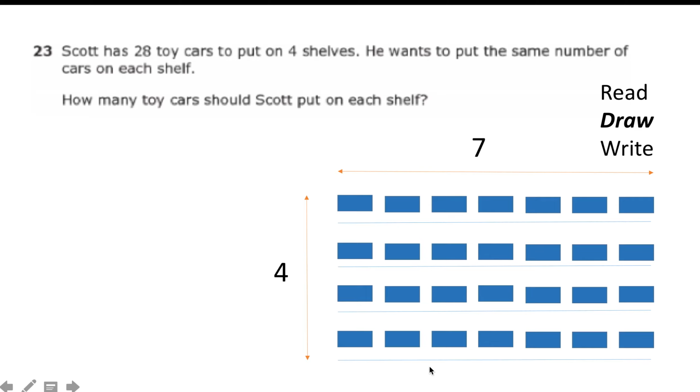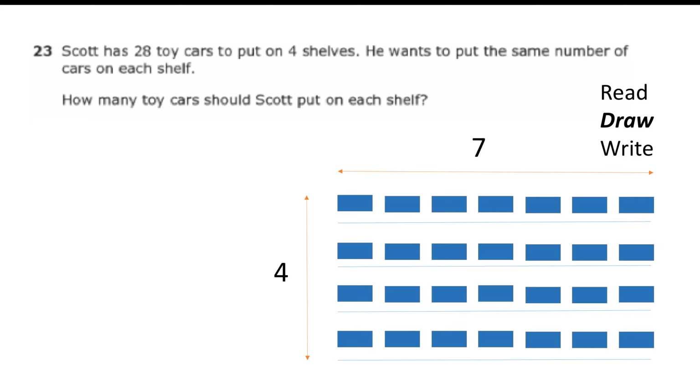Okay, the next step is we need to think, what kind of equation can we make to find the total number using the number of rows and columns? So I want you to pause and think about this. What equation can we use to solve for the total number using the number of rows and the number of columns?